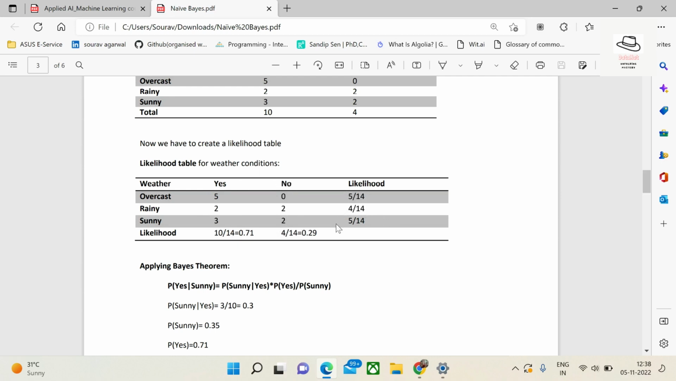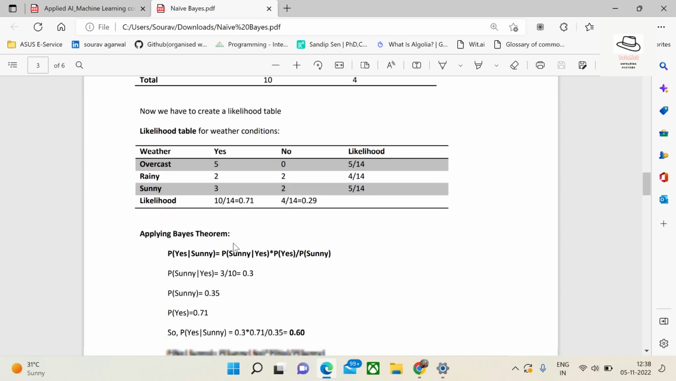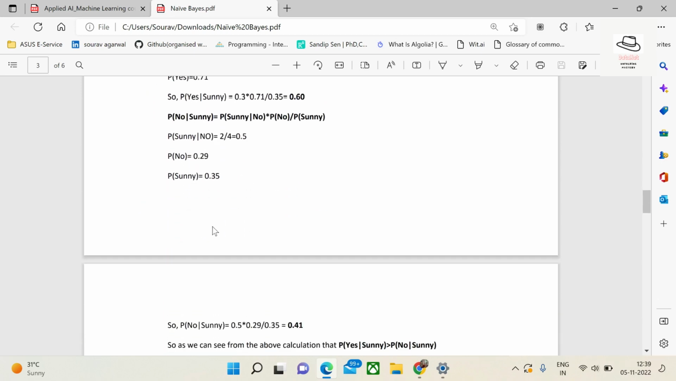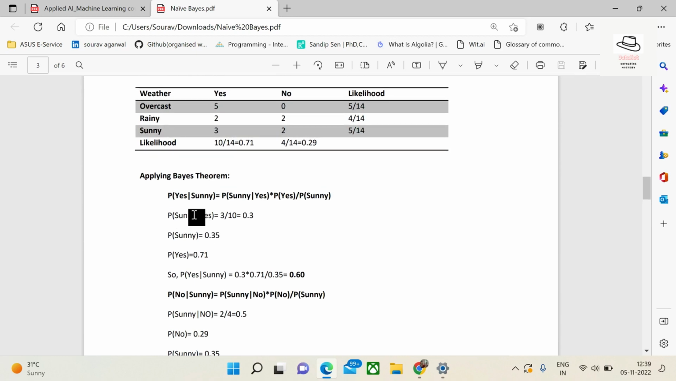Now, given that our class label is yes, what is the probability of it being sunny? It is 3 by 10. Similarly, given that our class label is yes, what is the likelihood of having overcast? It is 5 by 10. Okay. So on and so forth, as you can see from the table here.